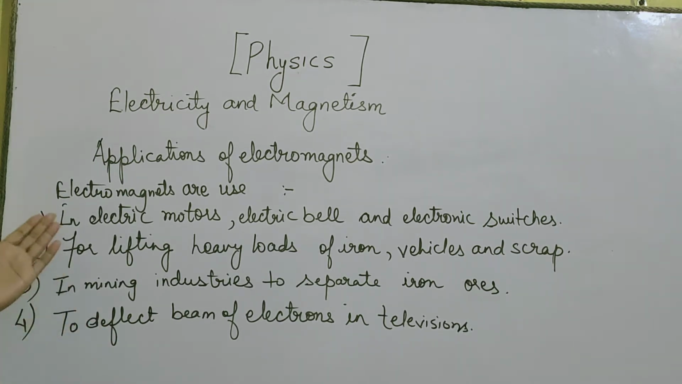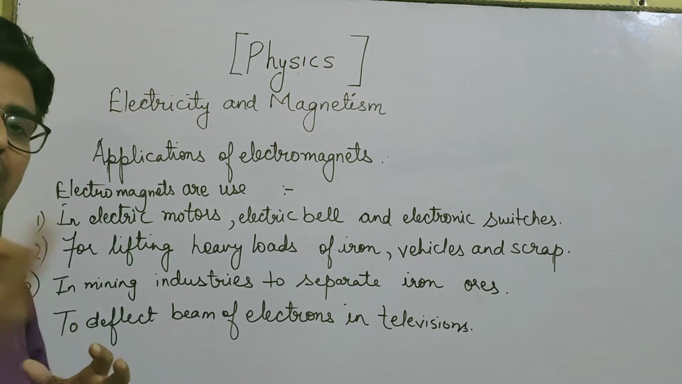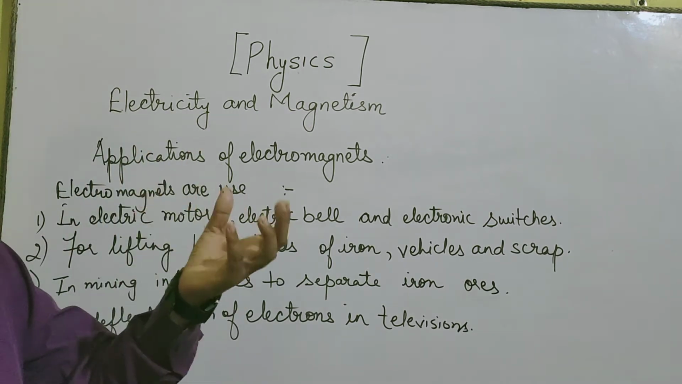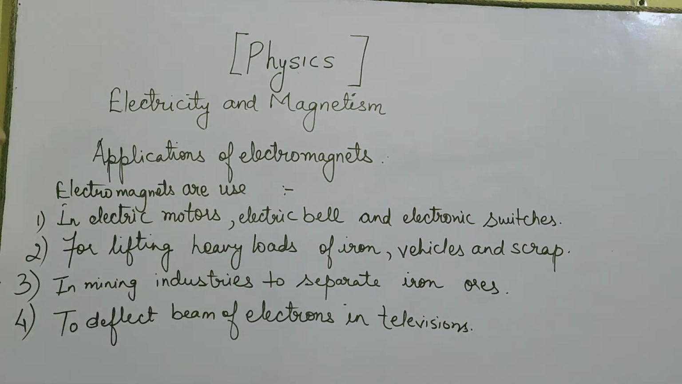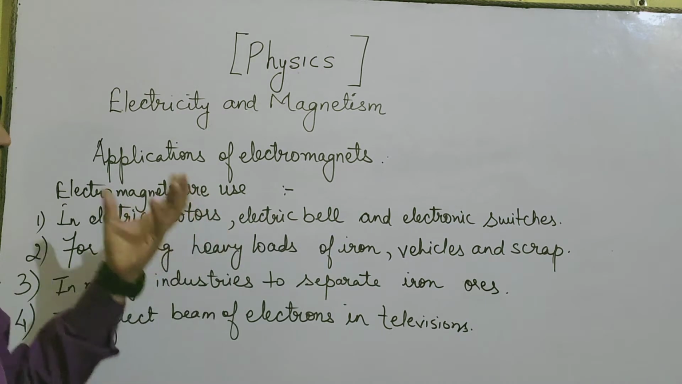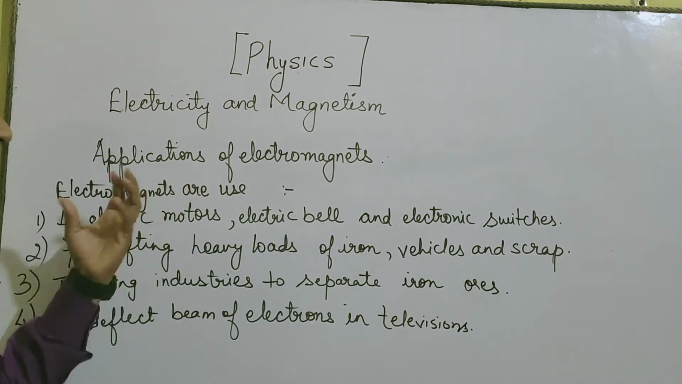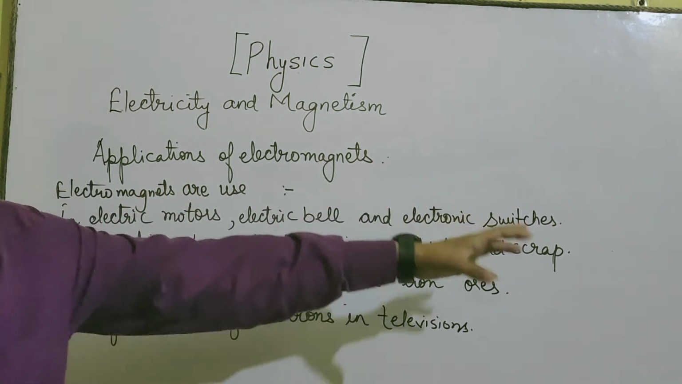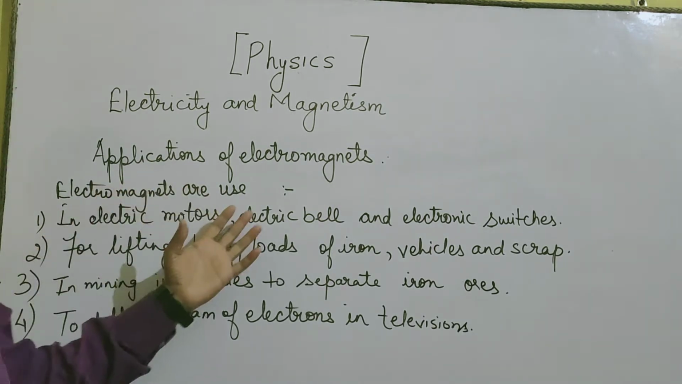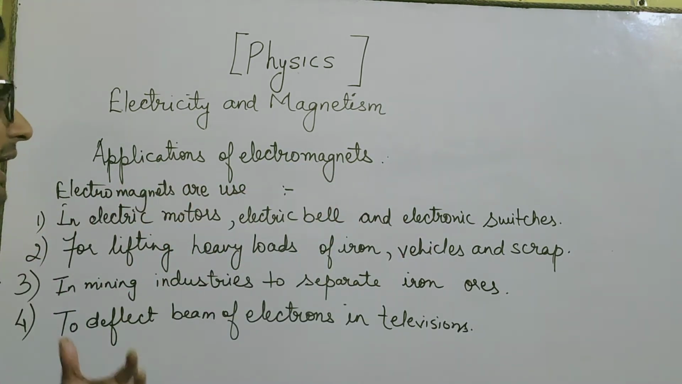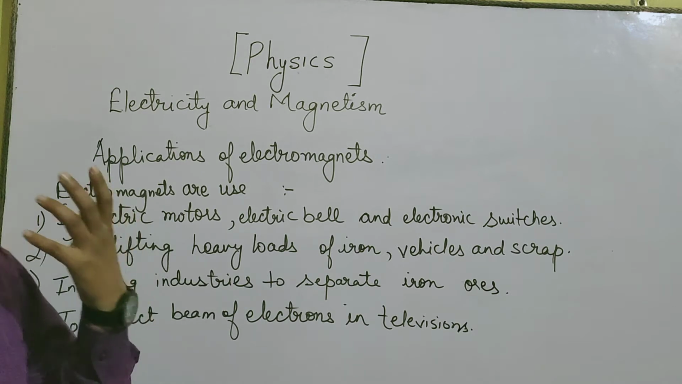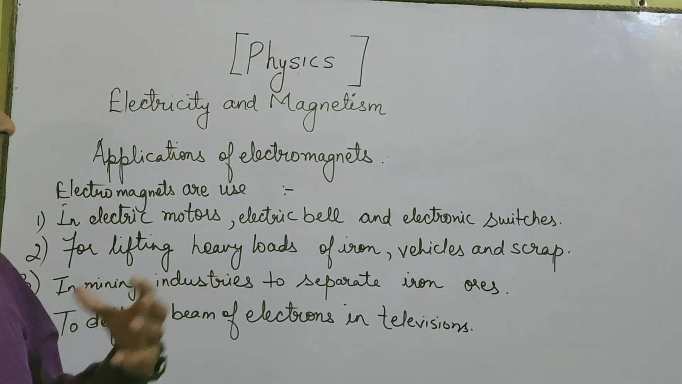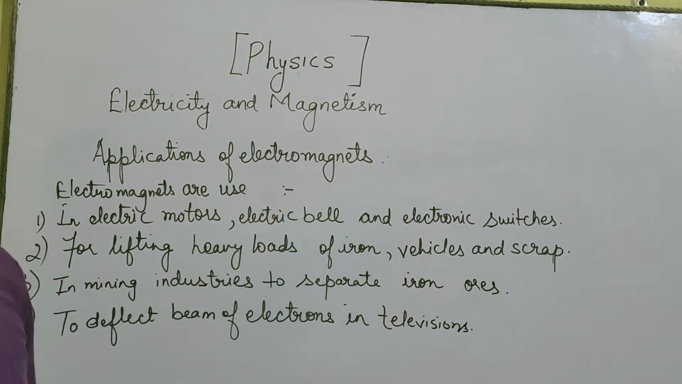In the first case, in electric motors. If you find any type of motors which is working with the help of electricity, they all have electromagnets. Electric bell also works on the principle of electromagnetism, and electronic switches also. So these are three simple applications which you can see in day-to-day life. Electric motors, everybody has seen mixer grinder and those things. They are known as electric motors. Then electric bell is there, and then electronic switches are there.